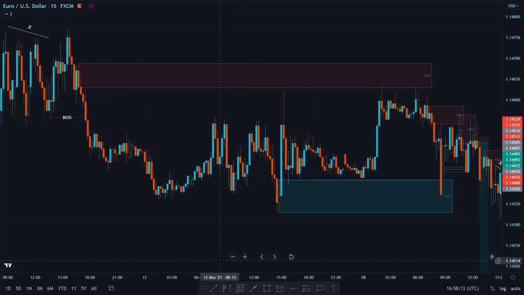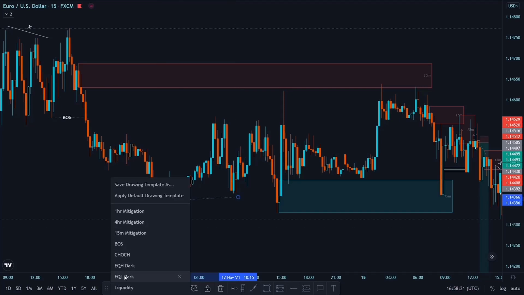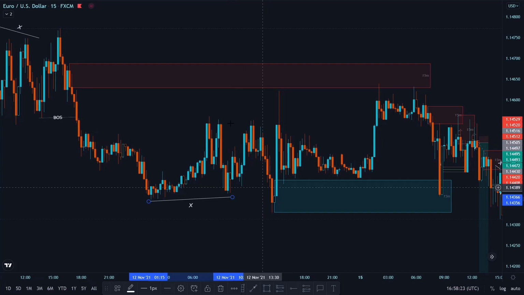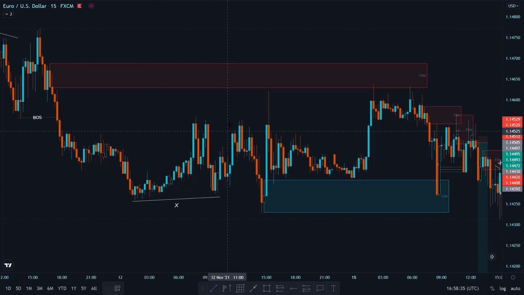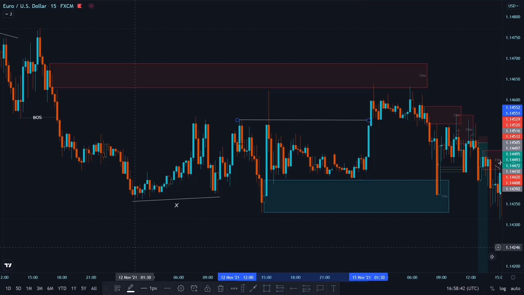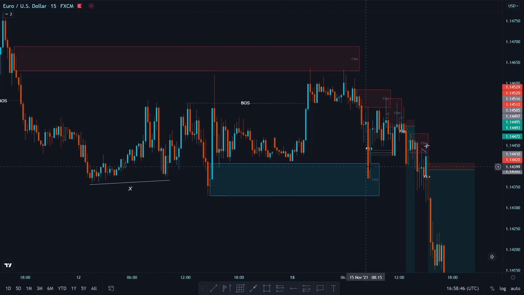Also what happened here is we generated some liquidity here. We swept this liquidity with this candle, then we break the structure to the upside from here. We have our break of structure here. So that's why I took this candle and marked my 15-minute point of interest.